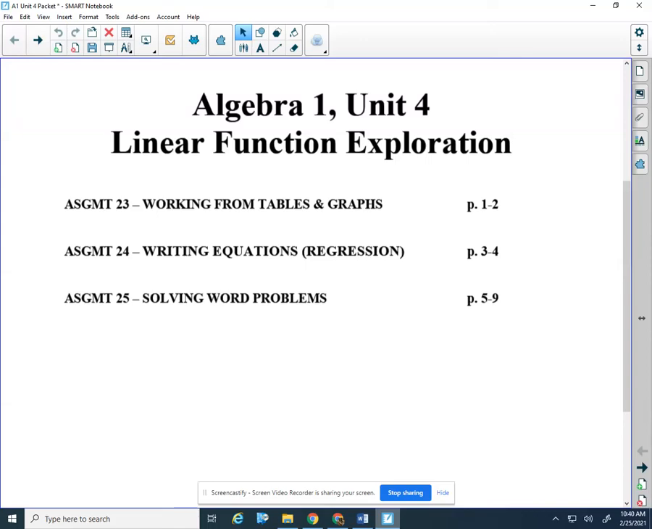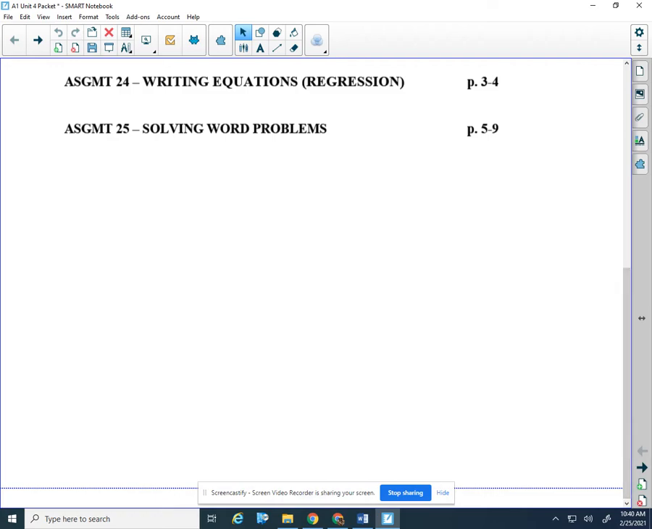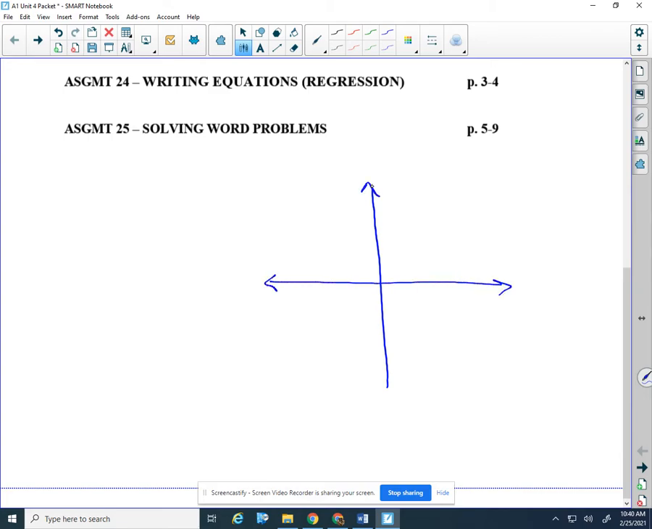This is the beginning of our next mini unit. It's unit 4, and this is all about linear functions. That means we are looking at lines. So before we get started on the problems, I just want to take a second and kind of review what's going on with a line.